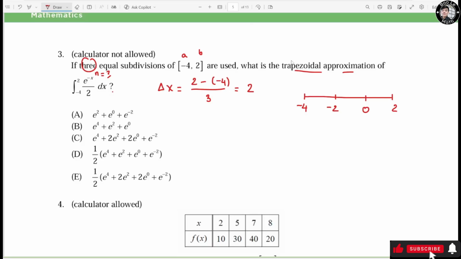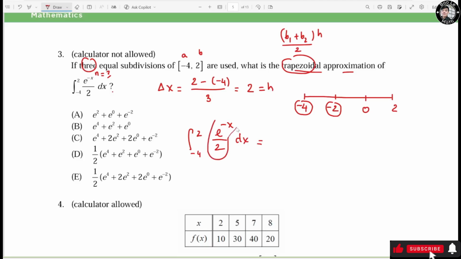Now remember, the area of a trapezoid is base 1 plus base 2 times height divided by 2. In this situation, the height is delta x, and base 1 is f of -4 and base 2 is f of -2 right here. So you have the integral from -4 to 2 of e to the -x over 2 dx equals, and f of x is right here.